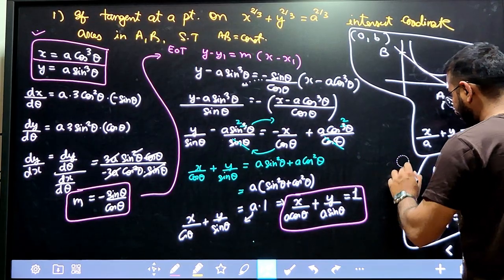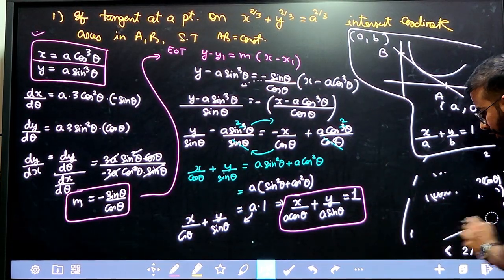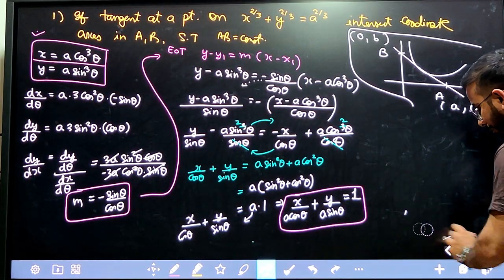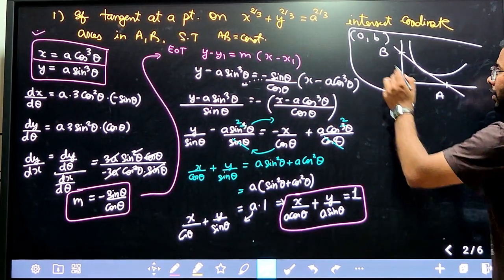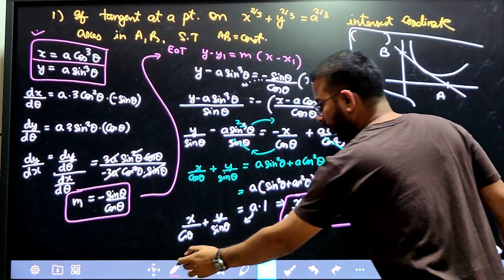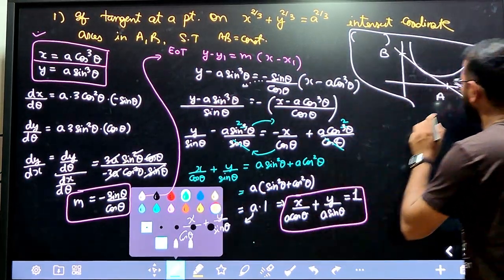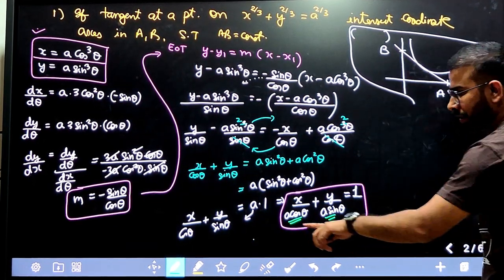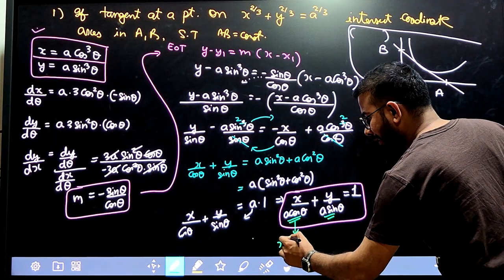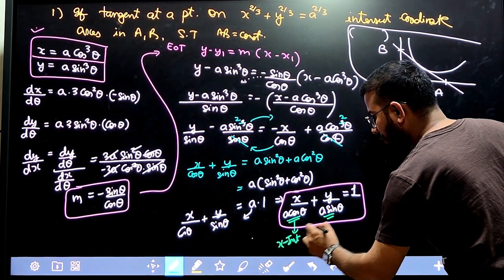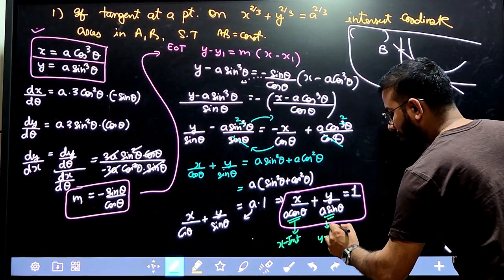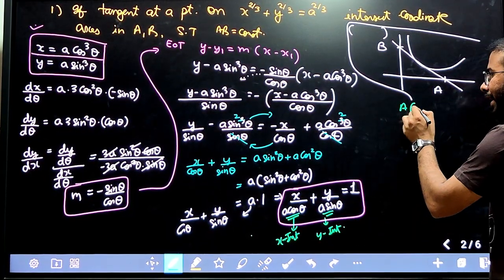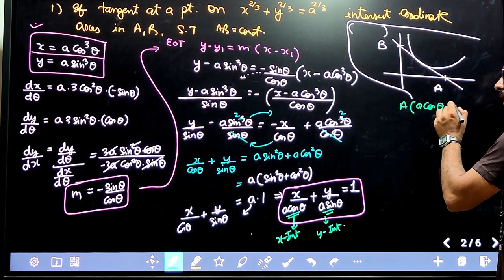So now what we'll be doing after this is, as we discussed here, we'll get point A, we'll get point B. So let's get the point A and let's get the point B. So what is point A? Now this, as I said, this is x intercept, this is y intercept. So what is point A, guys? x intercept comma 0. What is that? a cos theta comma 0.